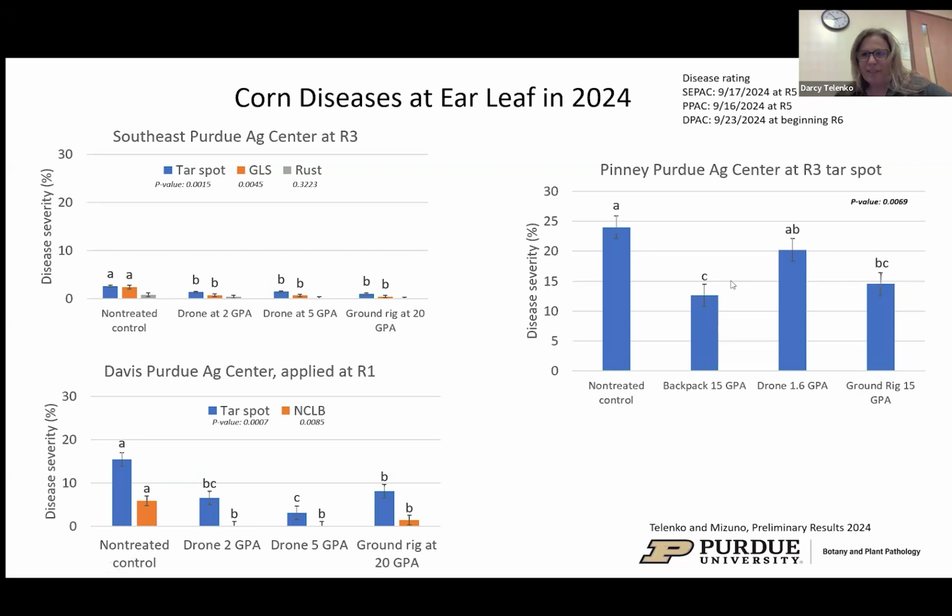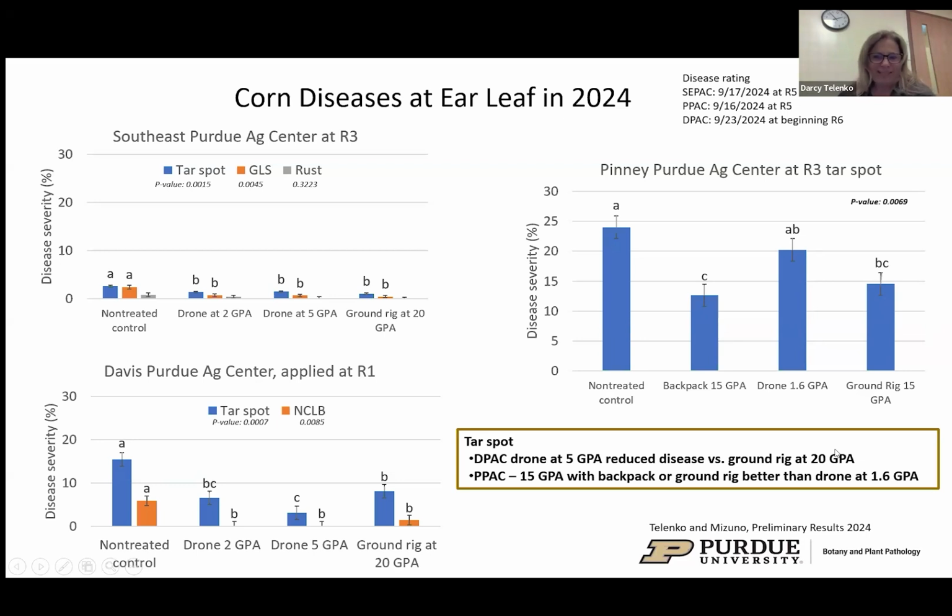And then finally, if we look at Penny, where we had a lot more tar spot, the drone was on the low end of the gallons per acre that we would want to use at T10. You can actually see the backpack and the ground rig were better at getting the coverage in there at Penny, where we had higher disease pressure. So again, that's the data coming off, and we'll be running these trials again this next year to see where we land and the disease pressure.